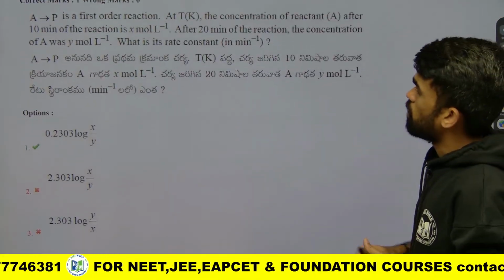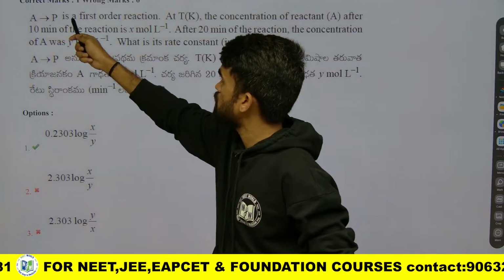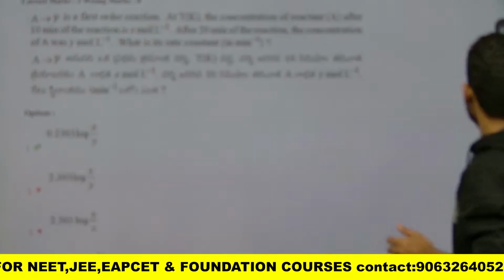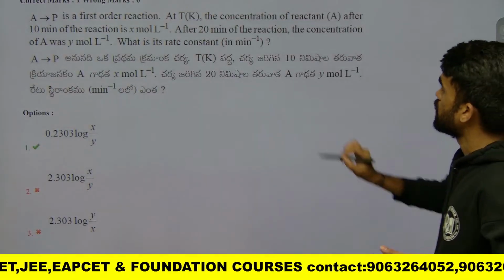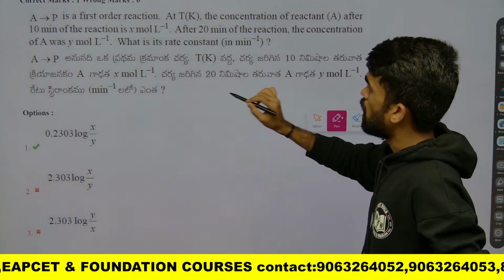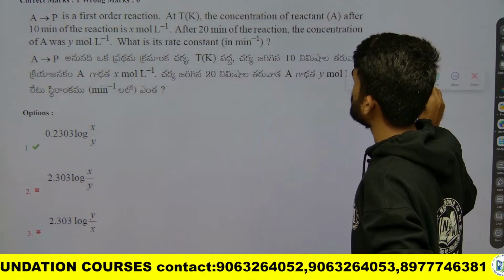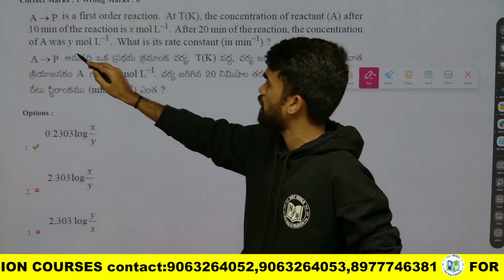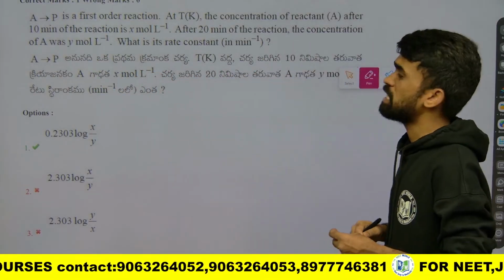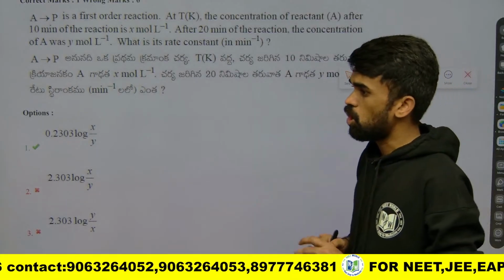See, for a reaction A to P, it is a first order reaction. Okay, so they have mentioned it's a first order reaction. The concentration of reactant A after 10 minutes of reaction is X mole per liter, and after 20 minutes of reaction the concentration of A is Y mole per liter. So what is the rate constant they are asking? So how can we do this?